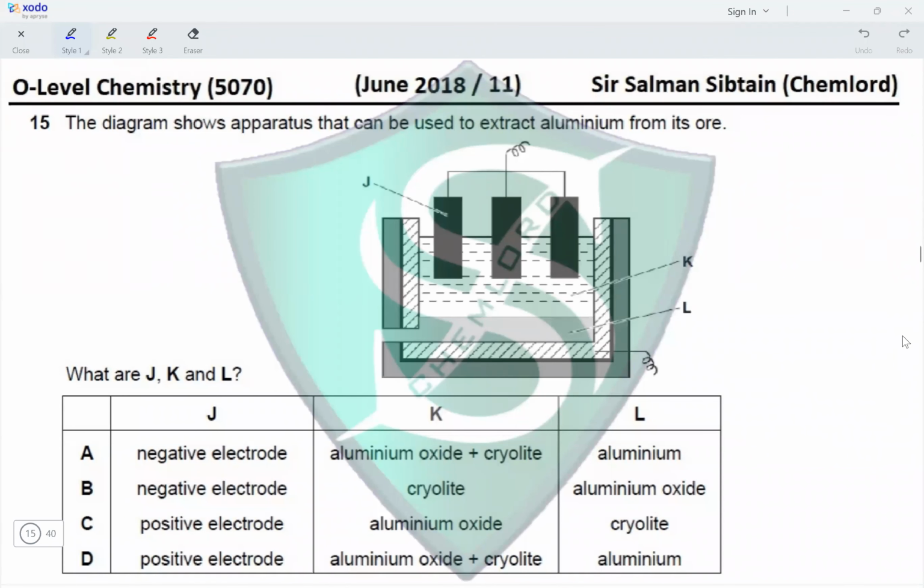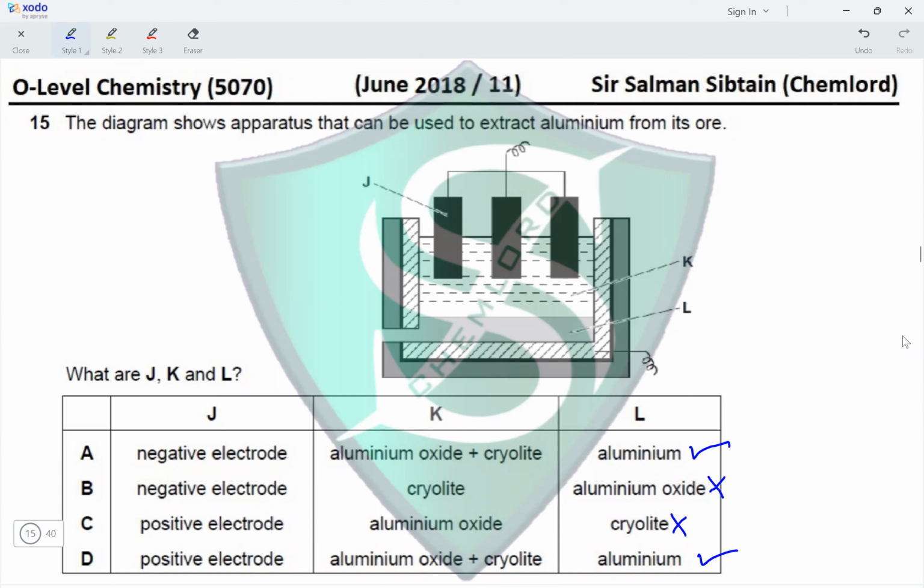Question 15. The diagram shows apparatus that can be used to extract aluminium from its ore. What are J, K, and L? Okay, L is the liquid aluminium that is collected at the cathode. So if we start with L, options A and D contain aluminium, eliminating options B and C.